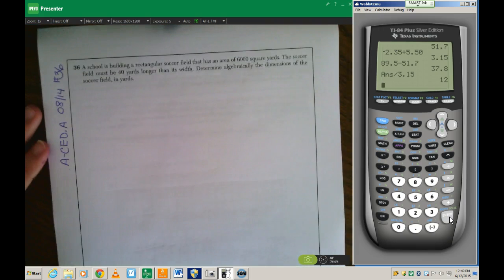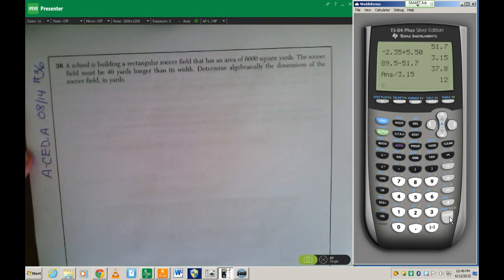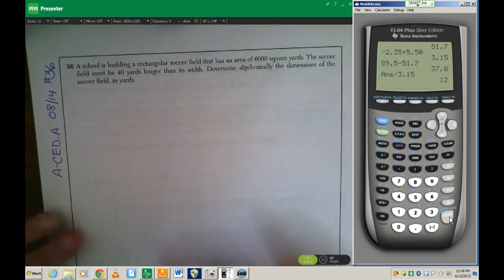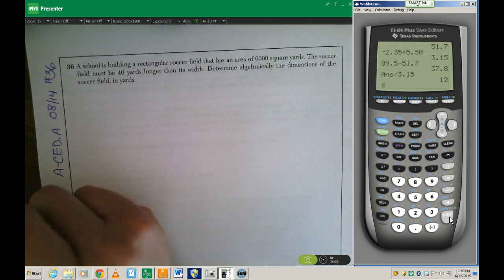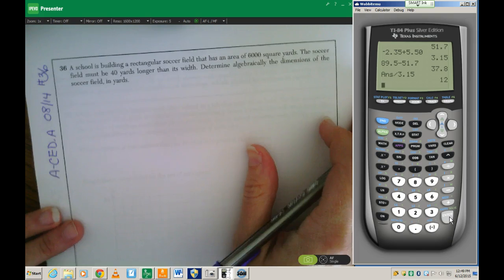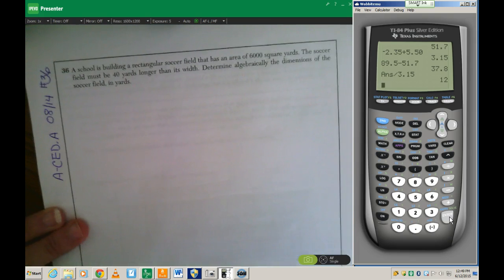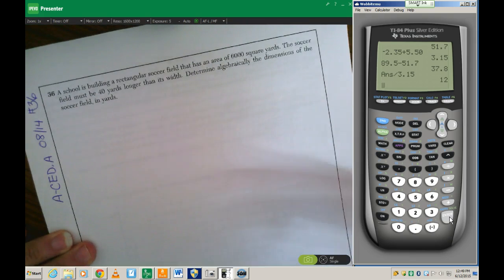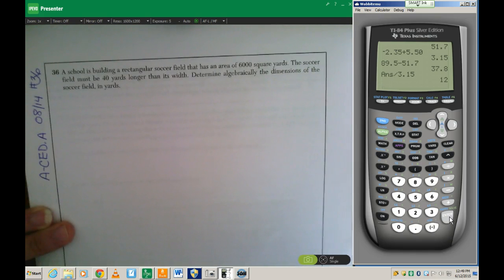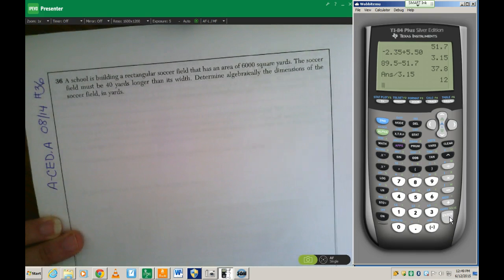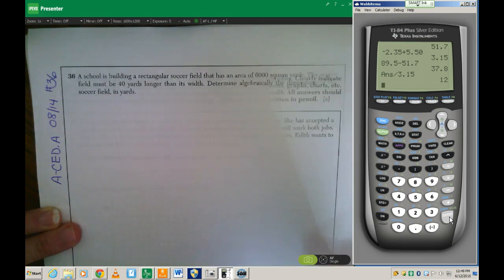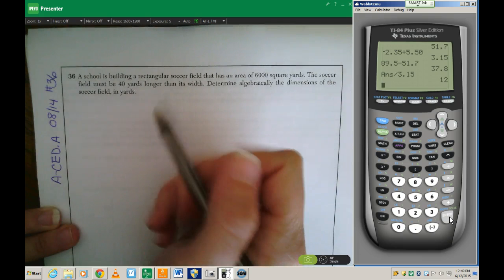It's from the August 2014 test, question number 36. A school is building a rectangular soccer field. Okay? Oh, that got crooked really quick. Let's see. There we go. A school is building a rectangular soccer field.